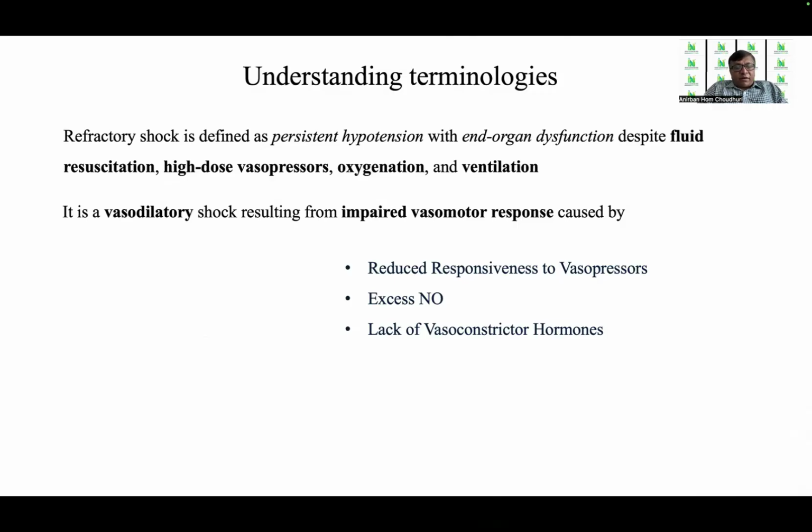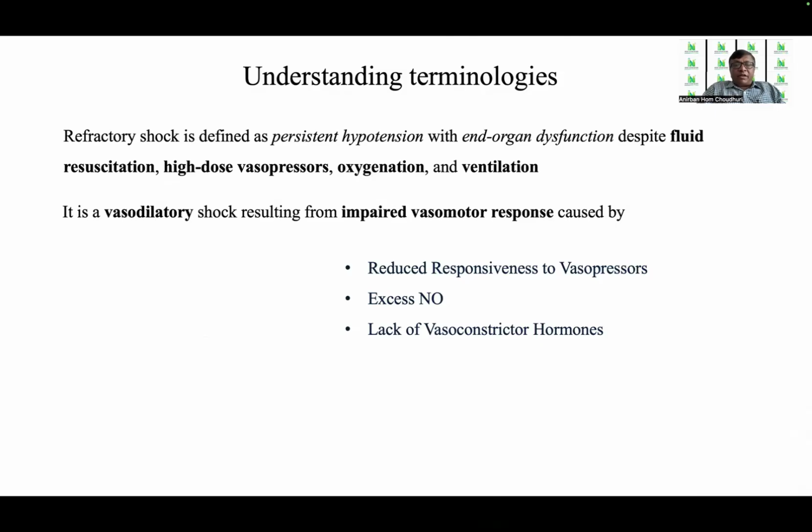oxygen, and ventilation. And all types of shock, whether it is hypovolemic, cardiogenic, septic, they can all progress to the refractory stage, and it is refractory shock. But once it becomes refractory, it manifests as a vasodilatory shock because there is impaired vasomotor response. So despite the use of vasopressors, there is no constriction and it continues to be in the vasodilated state.